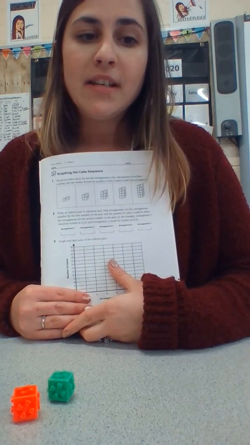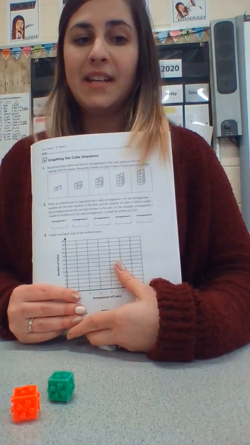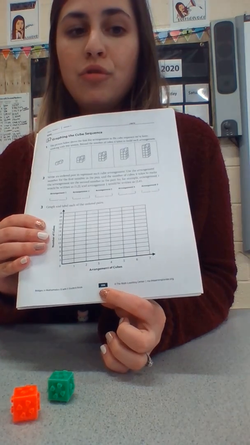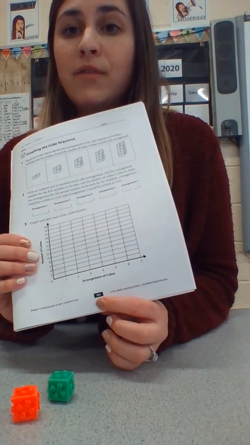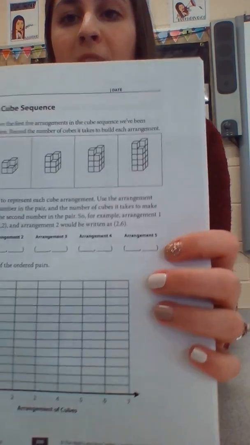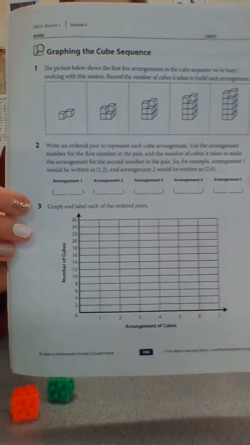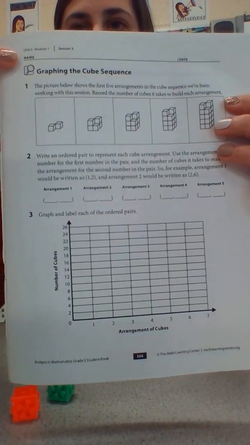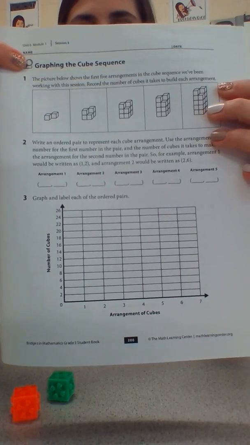So today's objective, we're going to learn how to collect data and plot points from that data on a graph. We are going to work with student book page 206. I'll give you a couple minutes to make sure you're on student book page 206. It looks like this. It says graphing the cube sequence.